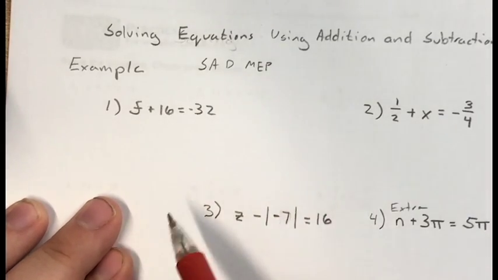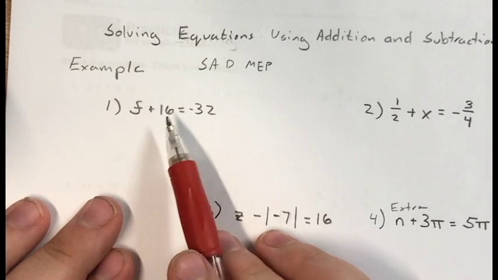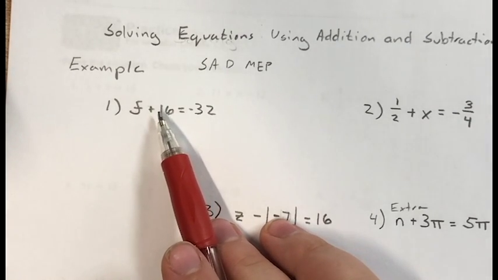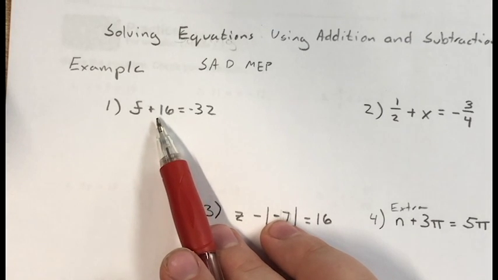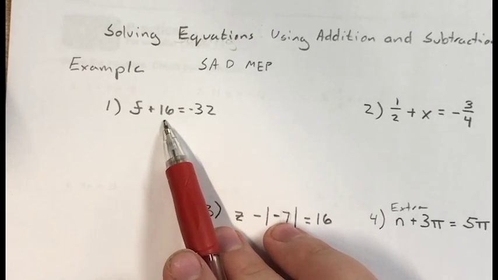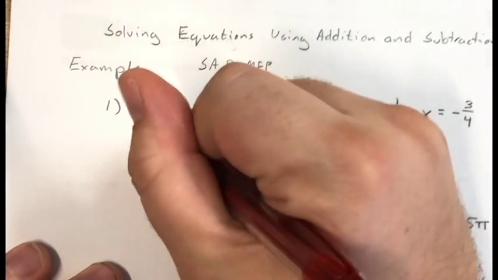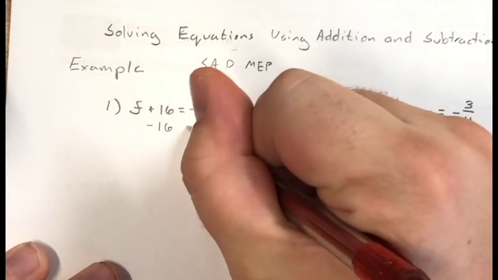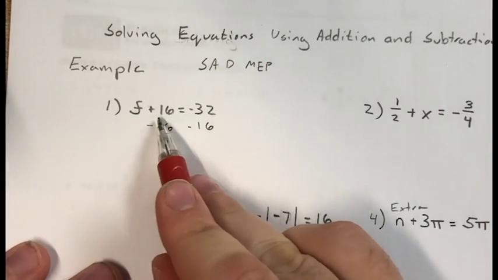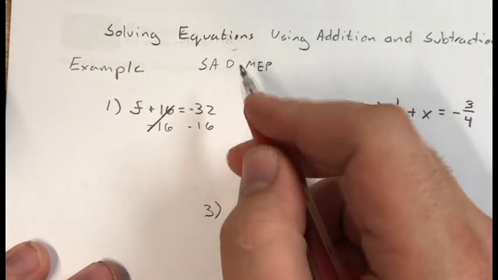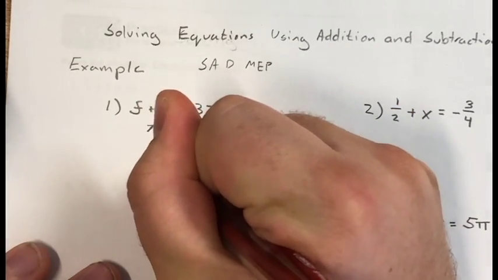So using SADMAP, what can I get rid of? Well, I can get rid of this addition. How can I get rid of this addition? According to those basic things I told you to remember, in order to undo something, in this case, I'm adding. In order to get rid of adding, I have to do its opposite, which is subtract. So to get rid of adding, I simply subtract. And this goes to that third rule. Whatever I do on one side, I have to do on the other side. So what happens is I have a 16, take away 16. This cancels out and becomes 0. So I can just write f down by itself.